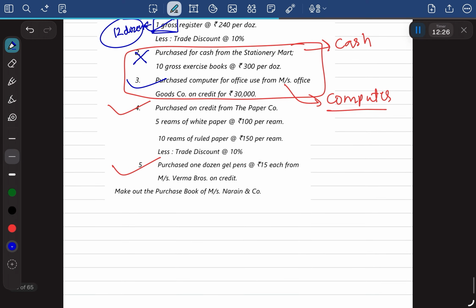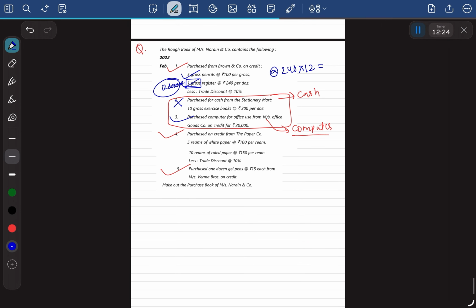And we have to remember two things in this. We don't have to record cash transactions in this, and we don't have to record any assets, हमें रिकॉर्ड नहीं करना, और एसेट्स का कुछ रिकॉर्ड नहीं करना.